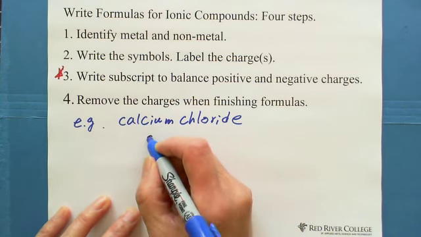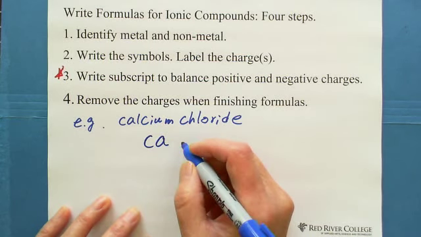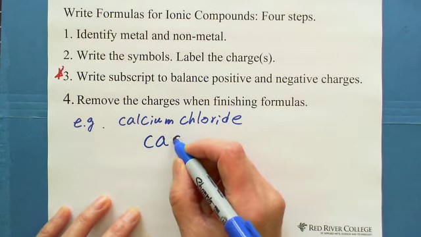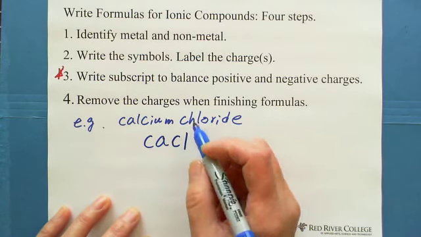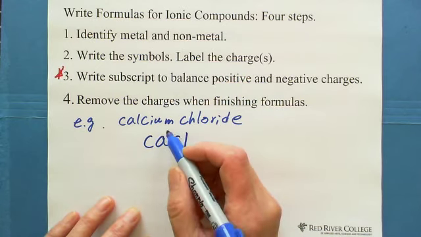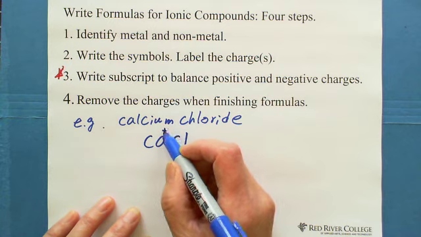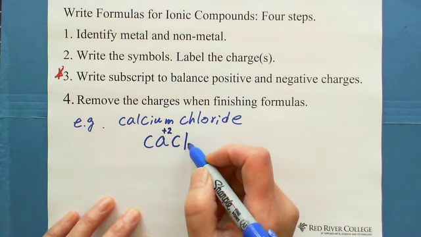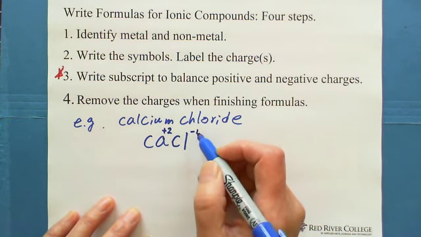So for calcium, write Ca, and chlorine is Cl. Okay? And label the charges. So the Ca, the calcium ion, is +2. The chlorine is -1.